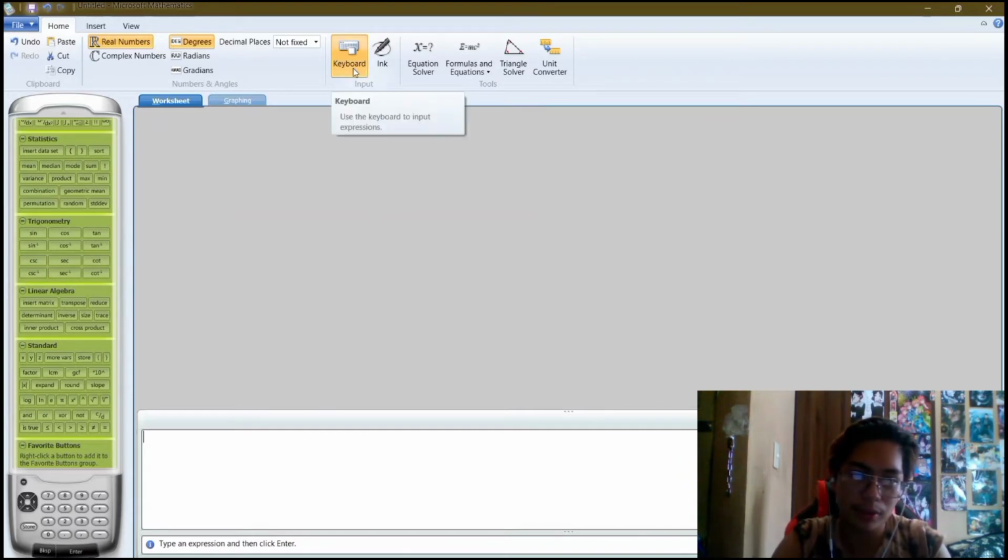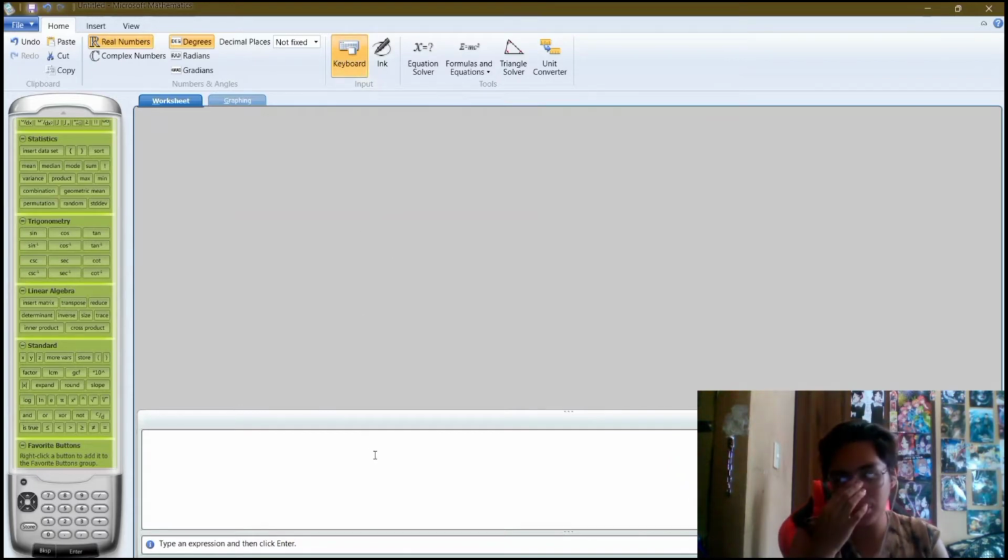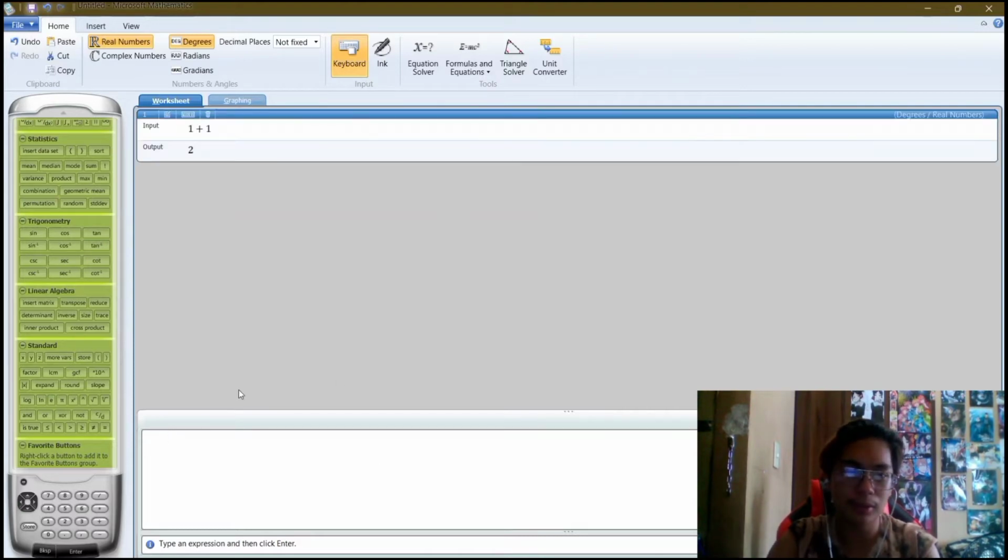So here we are on keyboard, and what that means is we're going to use the keyboard in typing our problem. So for example, 1 plus 1, and then press enter, and then we'll have the answer. It's going to be solved.